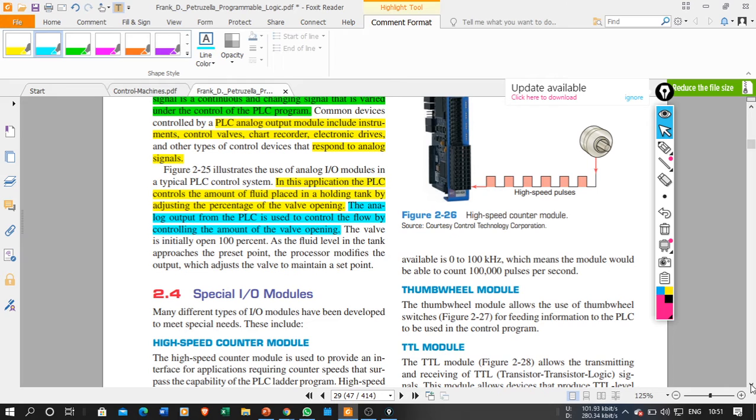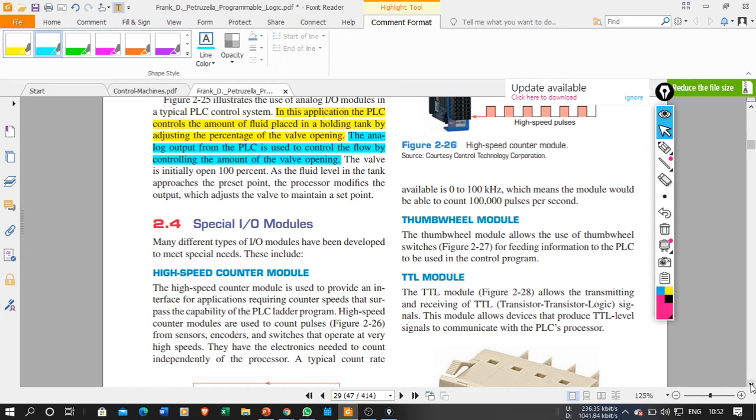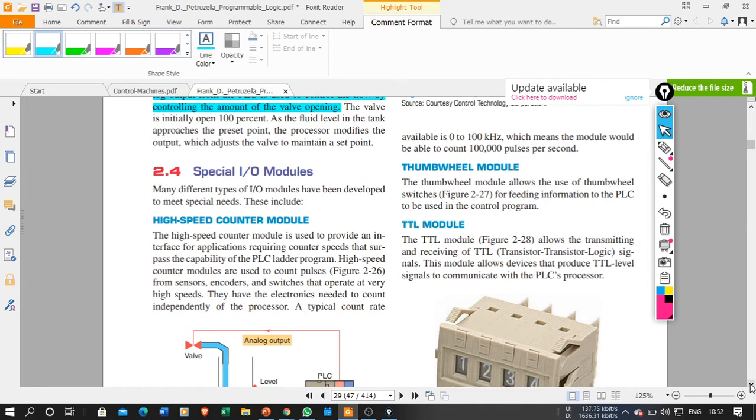So these are your analog input modules and output modules. Now, apart from these analog output and input modules and digital I/O modules, other types of special modules are also used. So what are these other types of special modules? There are different types of special modules which are used for this purpose.